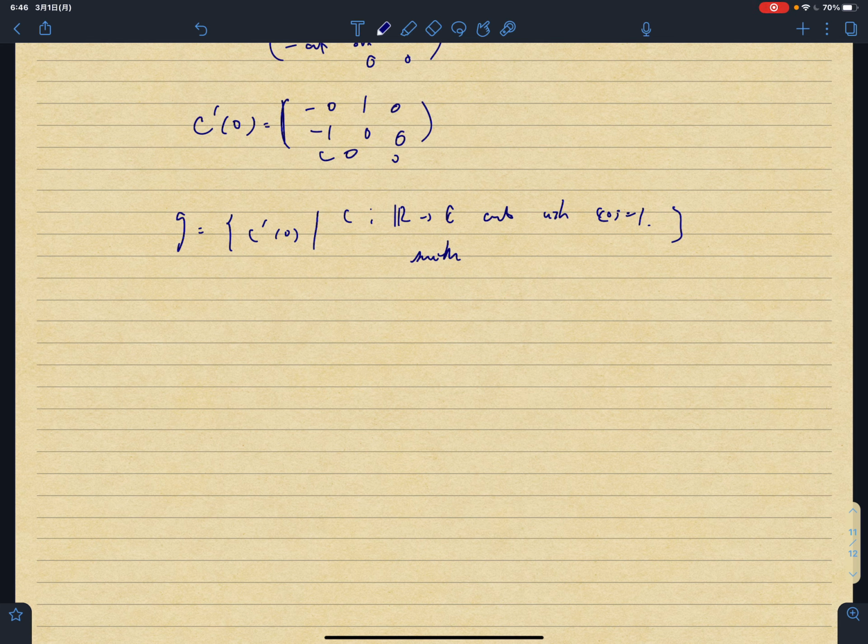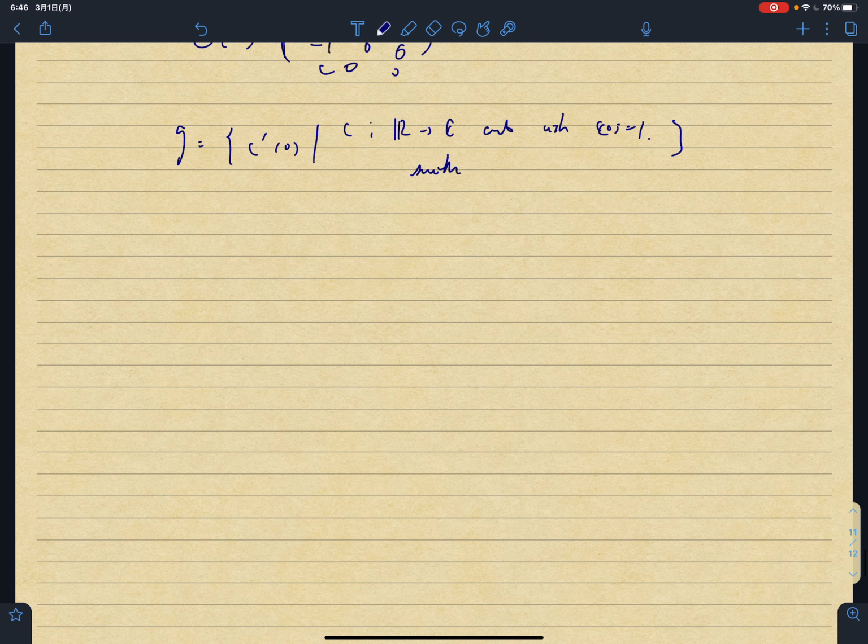Then z is the subset of matrices the same size as the original matrix. The elements are not necessarily invertible. The set z has a certain amount of structure.